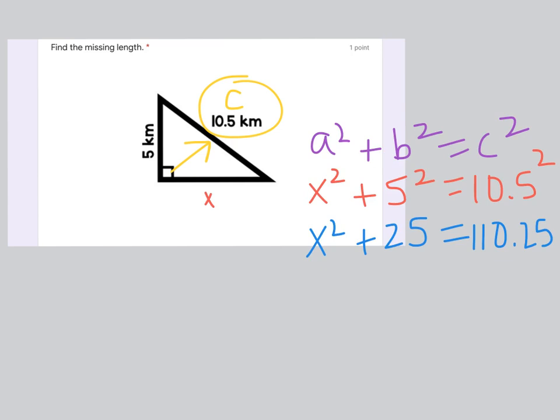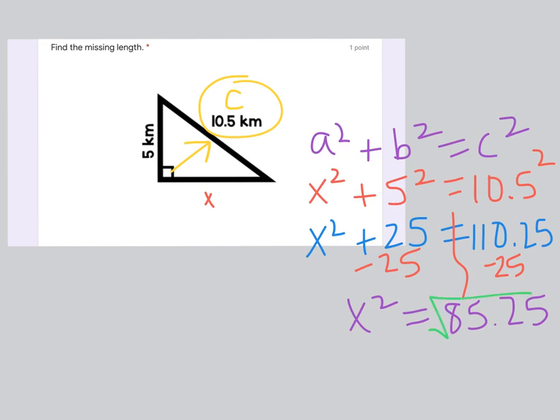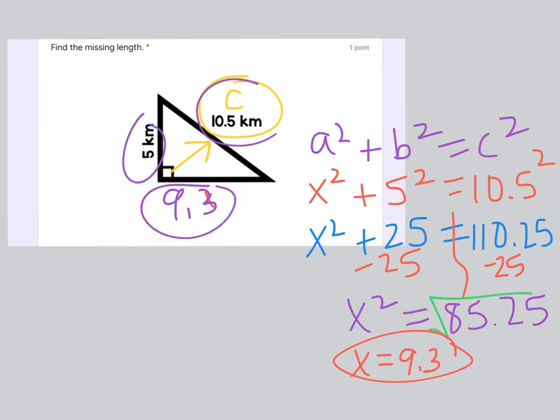And now inverse operations. So subtract 25 from both sides to get x squared by itself. And that gives us 85.25. And then the last step is take the square root of that, and that gives us about 9.3. So let's go back up here and put a 9.3 here. Okay, so we have 5, 9.3, and our longest side is 10.5, so that does work out.